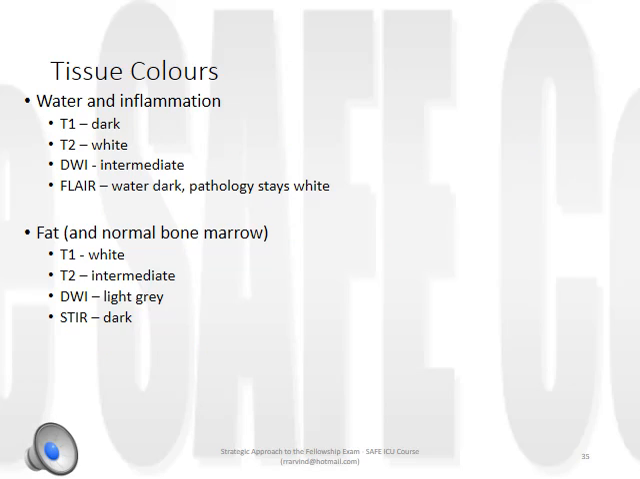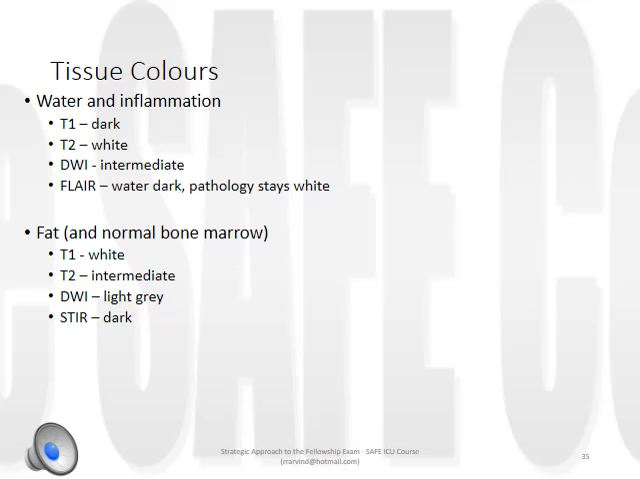So one of the most confusing aspects of MRI can be what tissue colour you're expecting on different weightings. So let's consider each type of tissue separately. Water and inflammation, edema, is going to be dark on T1, and white on T2. Diffusion weighted image, it's going to be an intermediate colour. FLAIR, water dark, the pathology stays white.